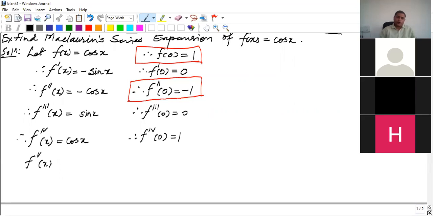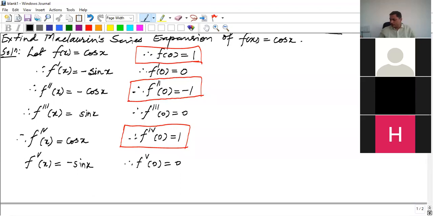We go for the fifth derivative of f of x. It will be again minus sin x, and hence your fifth derivative at 0 is 0, and now it will repeat. But we want non-zero terms. So we got one non-zero term, we got the second one, we got the third one. At least 3 are required, so we can calculate the next one also.